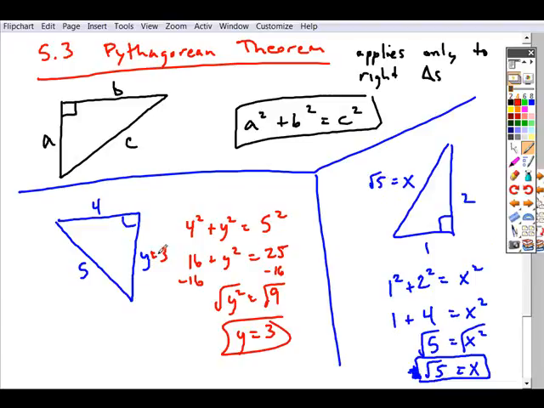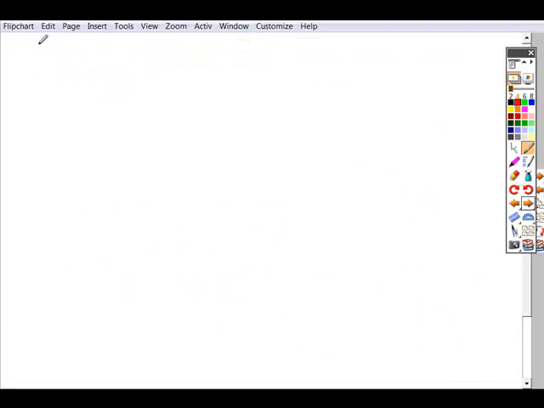Okay. Anytime you have a right triangle where all three sides are positive integers, these are called common triples or Pythagorean triples. And I want to talk about these for just a moment. There's two very common triples. Okay, one is the one that we just saw, a 3, 4, 5.